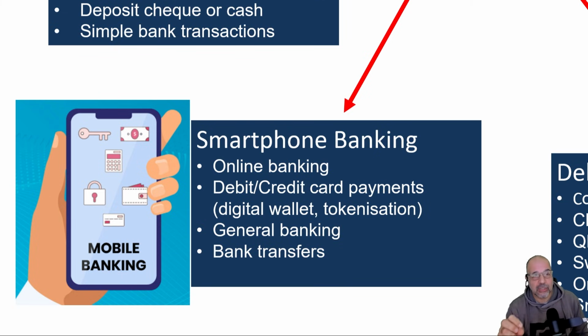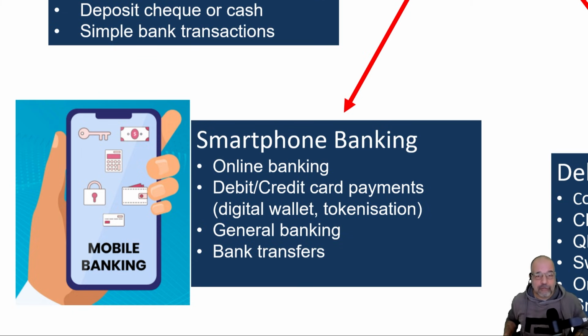Sometimes it could get confusing. Some people get a little bit confused about using the application properly, and because it involves money, it includes a little bit of stress when it comes to actually carrying out the activities you want to do. Then you've got debit and credit card payments, digital wallet, and tokenization. So debit and credit cards.